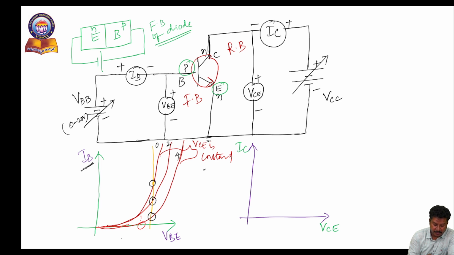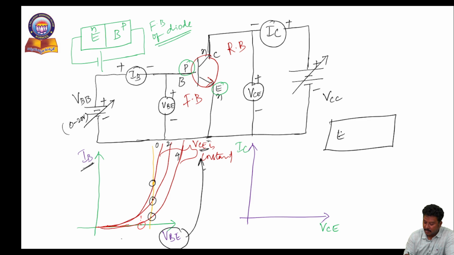Nothing but the input current is depending upon the VCE. Input voltage is also varied, that we'll try to observe. Sorry, the input current is constant, but VBE is depending upon the VCE. Why? Because of emitter, base and collector, initially I am considering a condition that if it is an NPN transistor, I am applying the output as reverse bias and the input as forward bias.